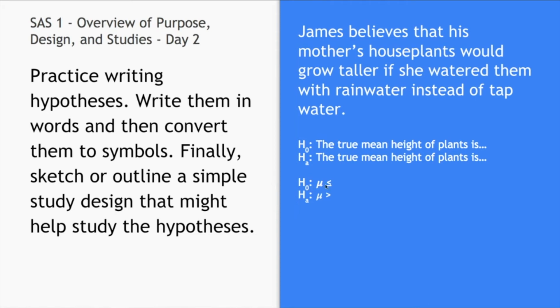You're going to do it with the scientific notation or Greek lettering. The null hypothesis would be mu is less than or equal to tap water. The true mean height of the plants, mu, is going to be less than or equal to tap water. And the alternative hypothesis would be mu is greater than. In other words, what you mean to say is that houseplants watered with rainwater would be greater than, or taller than, plants that are watered with tap water.